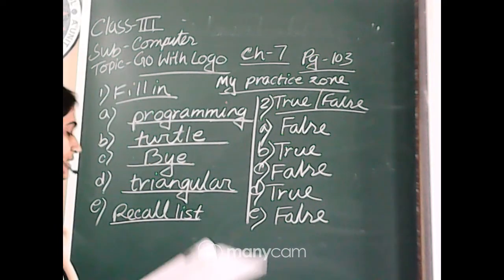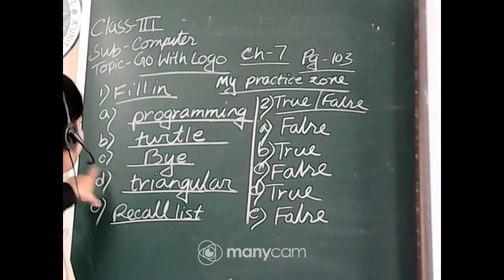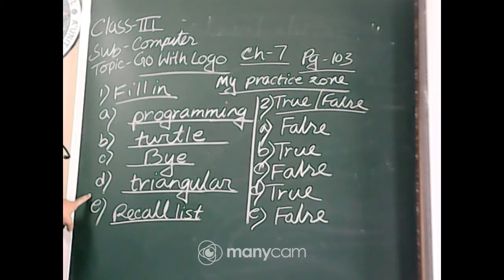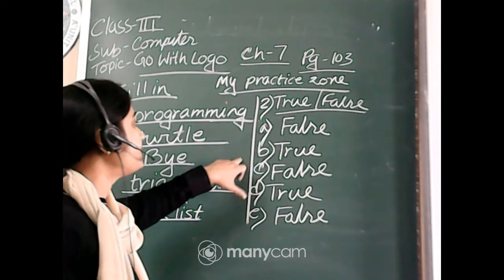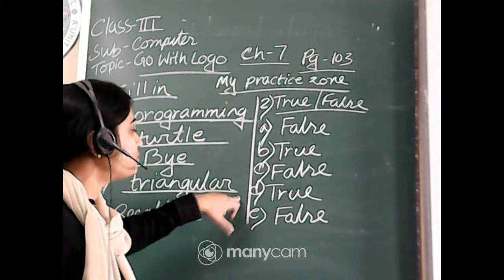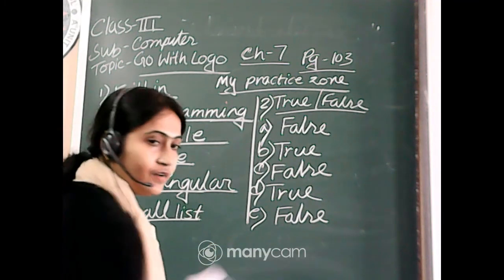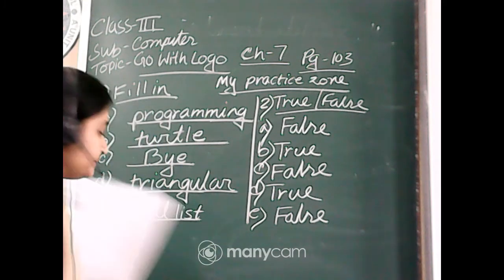Fill in the blanks. Number 1, programming. B, turtle. C, bye. D, triangular. And E, recall list. And number 2, true or false. A, false. B, true. C, false. D, true. And E, false. Now I have to rub the board for the next part.